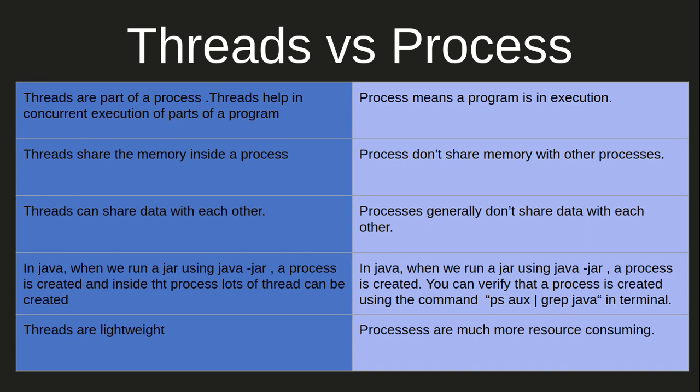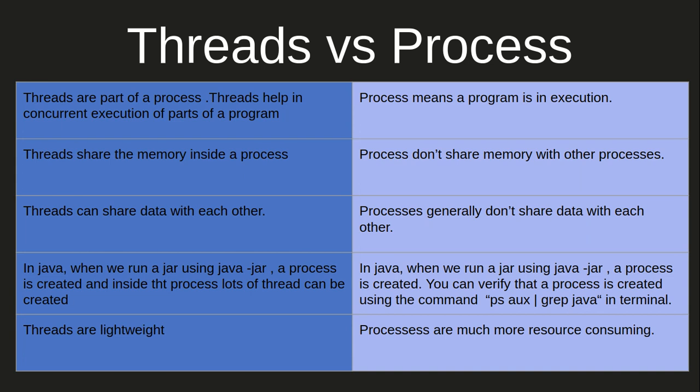In Java, when we run a jar using java -jar, a process is created, and inside that process lots of threads can be created. To check what a process is, if you have an Ubuntu laptop, or even a Windows laptop, you can go to the shell and try ps aux.